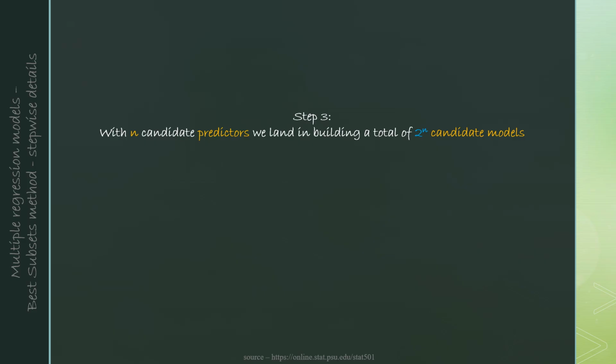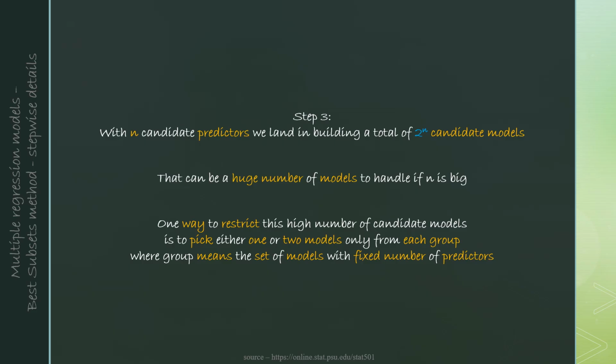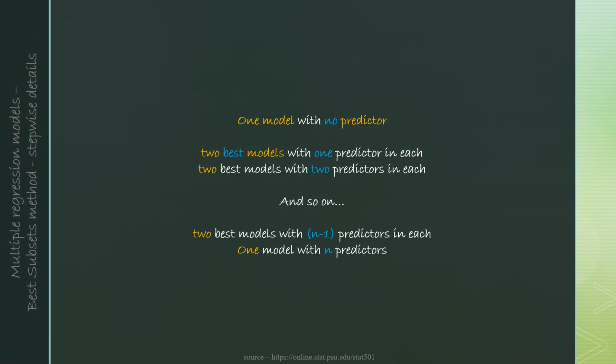Step 3. With n candidate predictors, we land in building a total of 2 power n candidate models. That can be a huge number of models to handle if n is big. One way to restrict this high number of candidate models is to pick either one or two models only from each group, where a group means the set of models with a fixed number of predictors. For example, one model with no predictor, two best models with one predictor in each, two best models with two predictors in each, and so on, and two best models with n minus 1 predictors in each, and finally one model with n predictors.